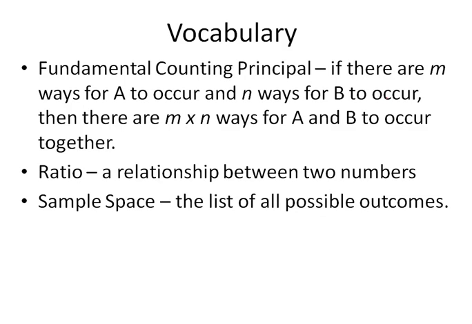Our vocabulary. Let's start first of all with the fundamental counting principle. What this says is this: if there are m ways for A to occur and n ways for B to occur, then there are m times n ways for A and B to occur. So, for example, if A was a cube, and we know that a cube has 6 numbers on it, and we're going to roll a cube, plus we're going to spin a spinner that has 4 numbers on it.